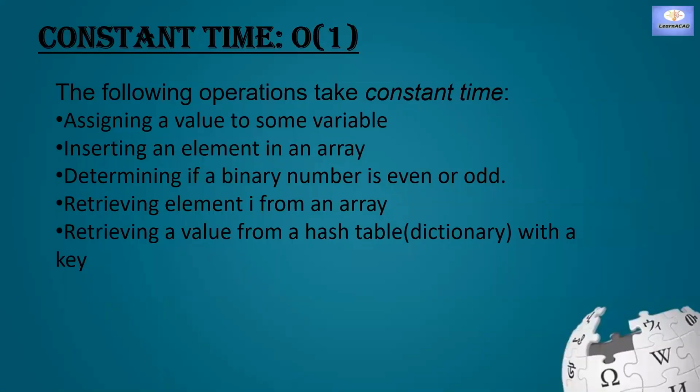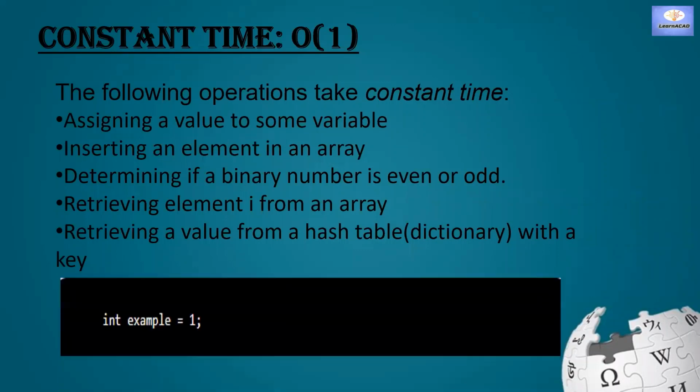These operations take constant time because they are simple statements. In this case, we say the statement time is big O of 1. So let's consider an example: int example = 1. In that example, we are assigning the value 1 to the variable example, which is of type int.